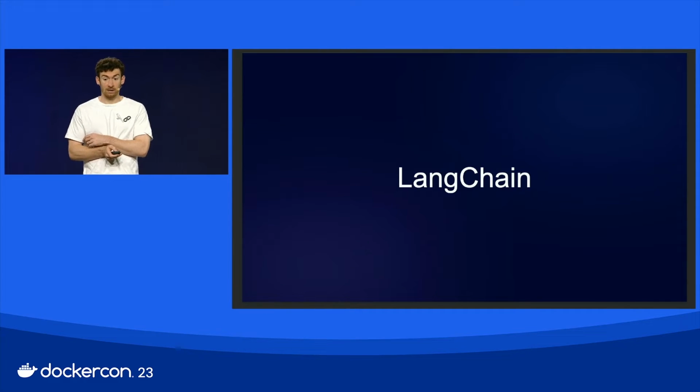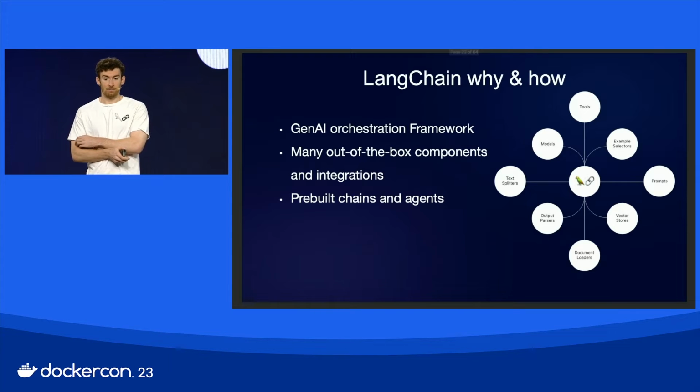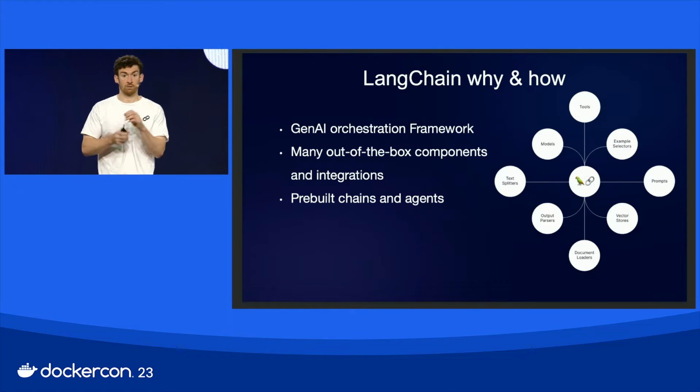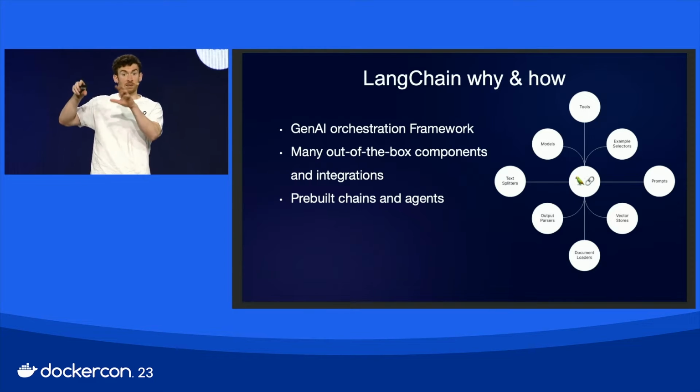So I've talked about LangChain a little bit so far. To dive into that a little more, LangChain is a GenAI orchestration framework, so it connects to all these different modules that you see up here. So tools, example selectors, prompts, vector stores, document loaders, output parsers, text splitters, models, and probably other ones as well that we're not mentioning here. All of these are different modules in LangChain, and applications generally consist of 4, 5, 6 of those modules constructed in various ways.